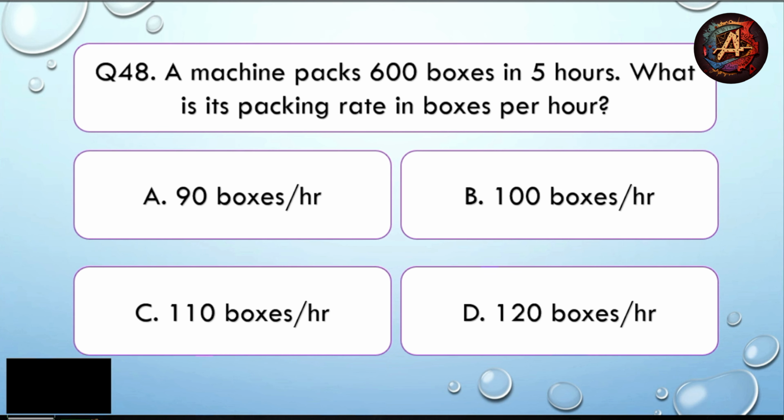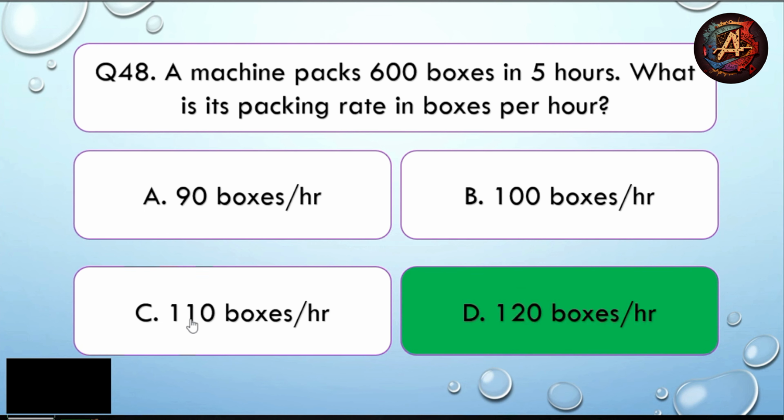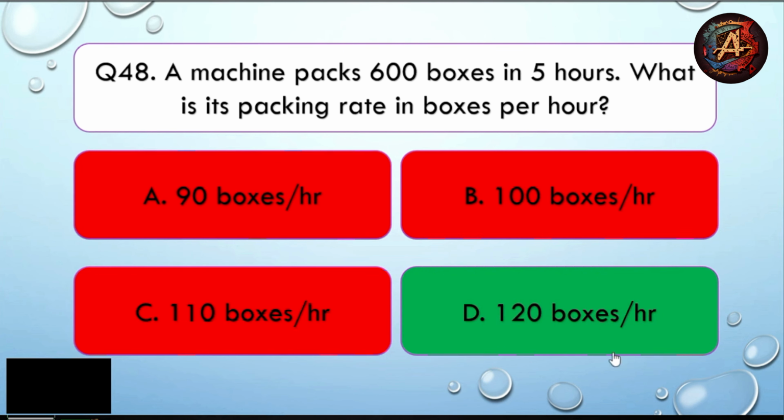So my dear math learners, the question here is very, very easy. The same concepts that we are doing earlier, you just divide the given two numbers. So 600 divided by 5, of course, if you divide 600 by 5, the answer is 120 boxes per hour. Okay. Easy, right? Very, very easy, my dear math learners. So now let us go to question number 49.